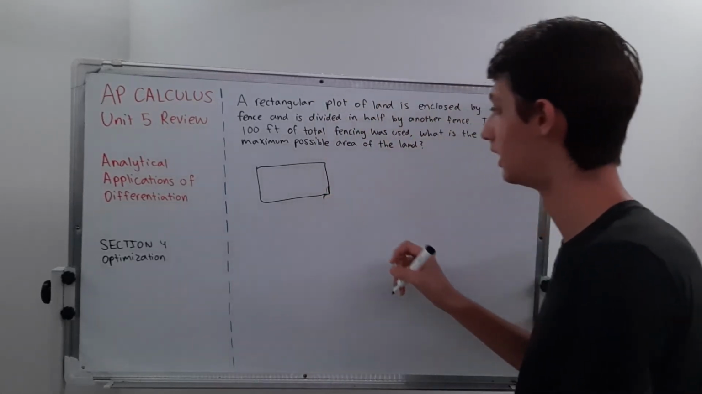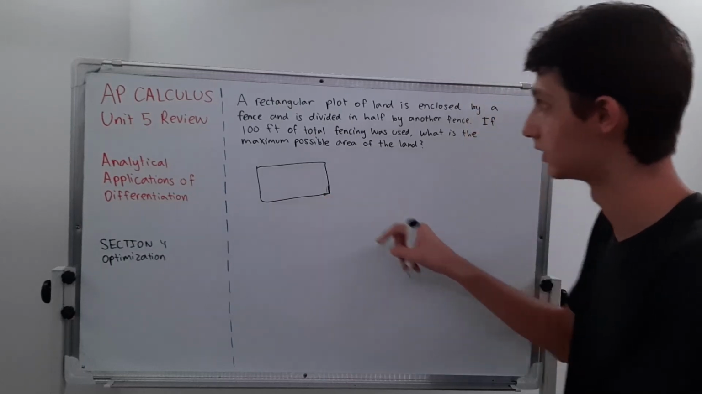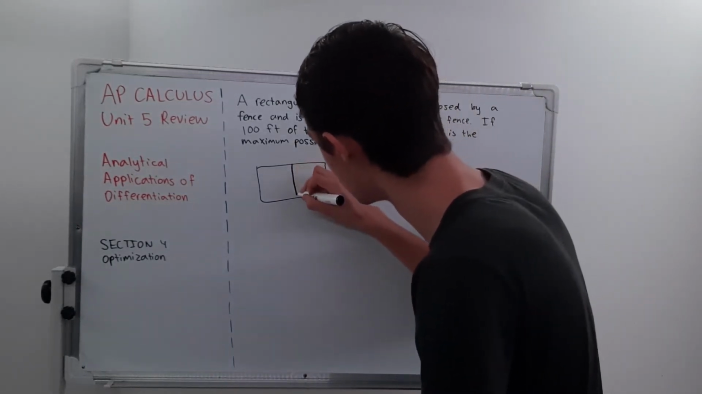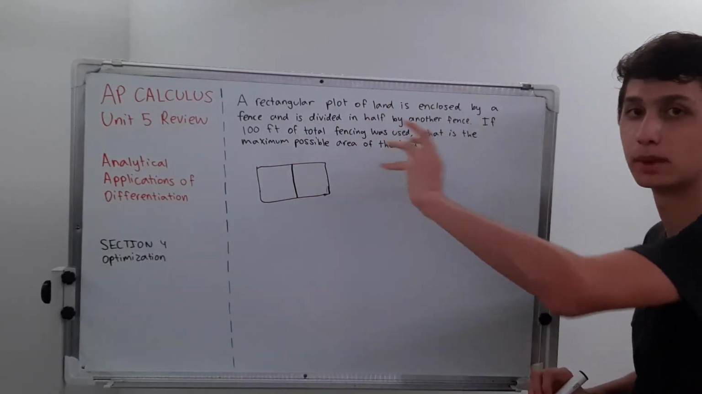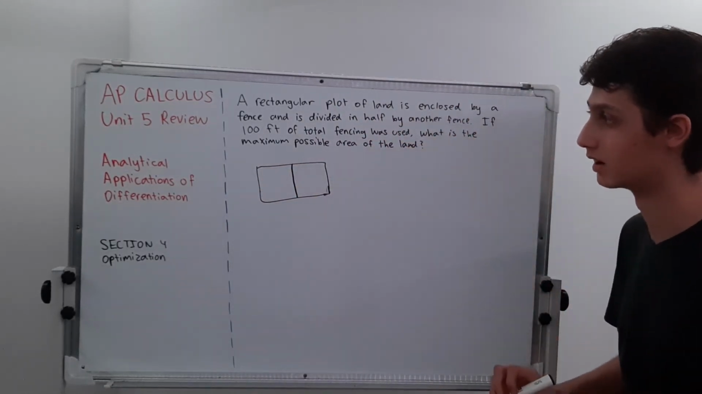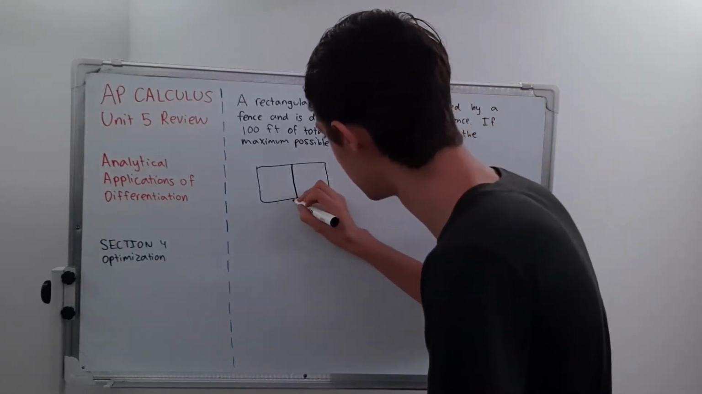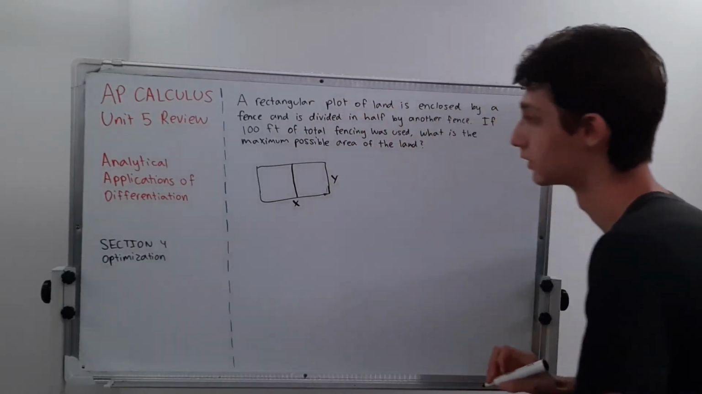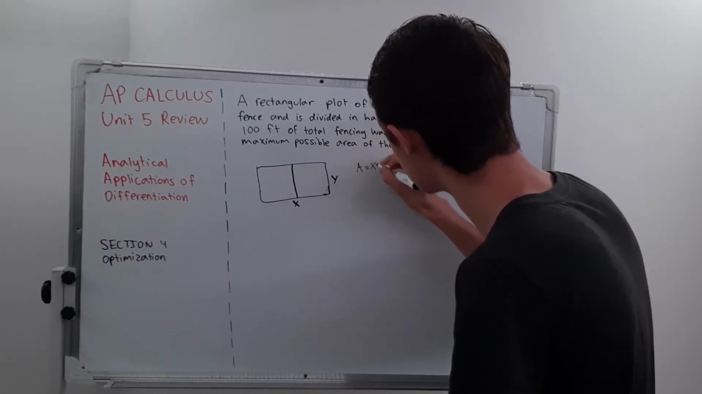There we go. It is enclosed by a fence, and it's divided in half by another fence. So let me just divide this in half. We have 100 feet of total fencing. We want to maximize the area. So first, what is our area going to be? If we call this entire thing x and this entire thing y, then our area is just going to be x times y.